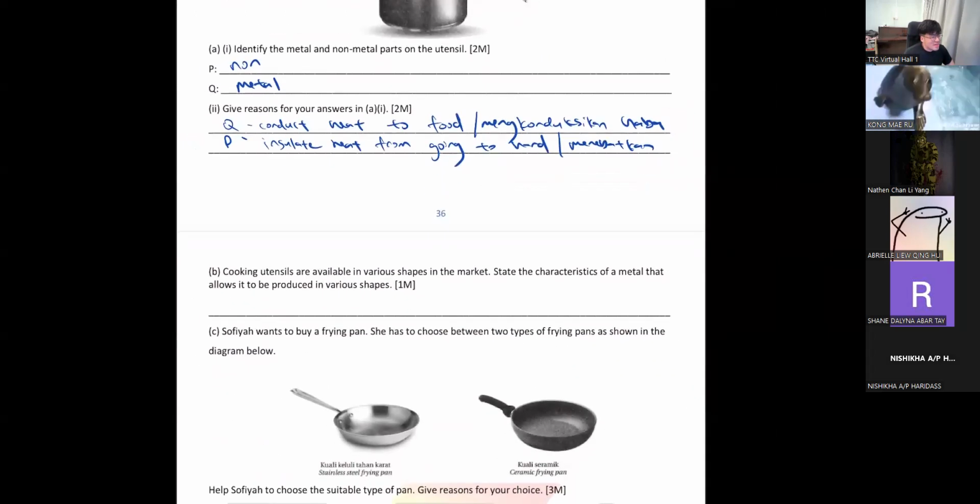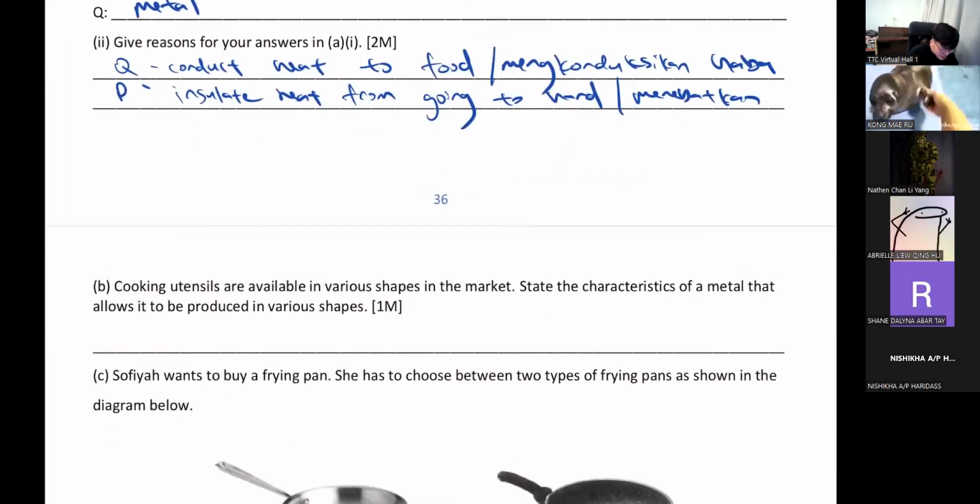What the hell? Okay, so B, cooking utensils are available in various shapes. What characteristic of metal allows it to be produced in various shapes? How do you bend metals into various shapes? What is the characteristic called? This is called ductile. You can bend them into any shape you want.